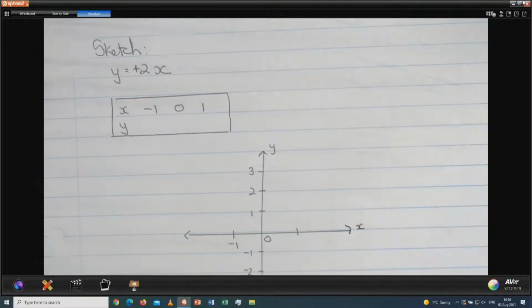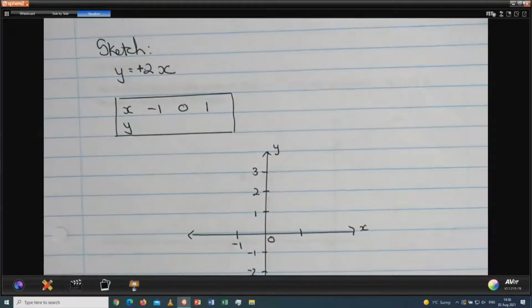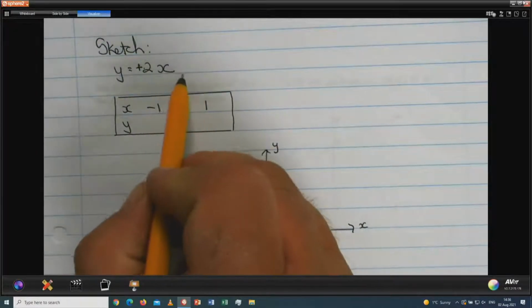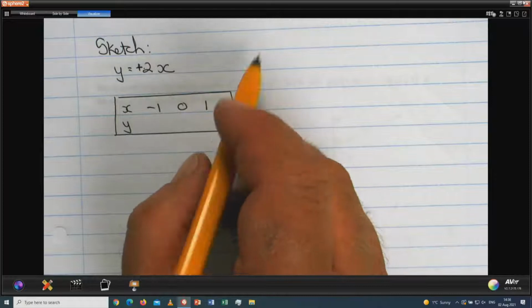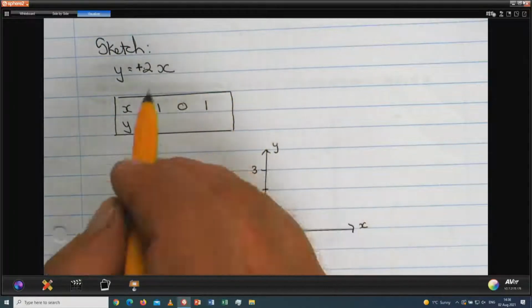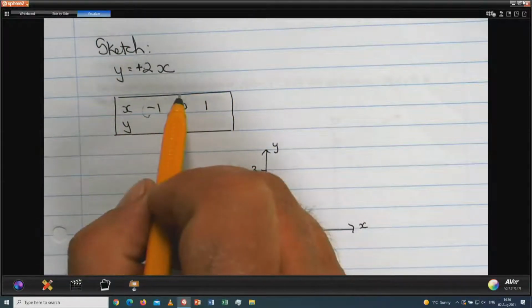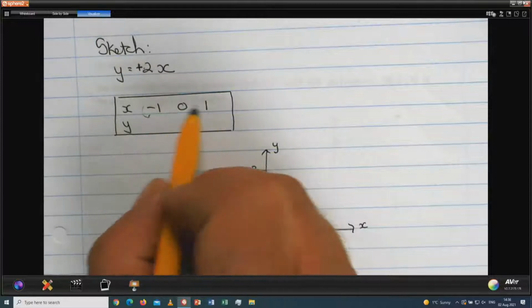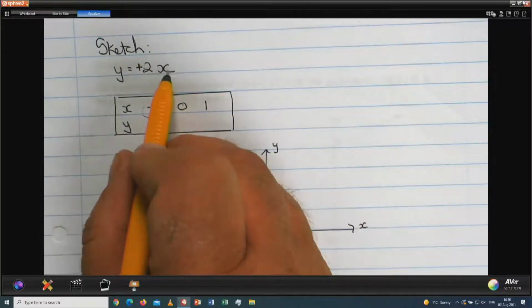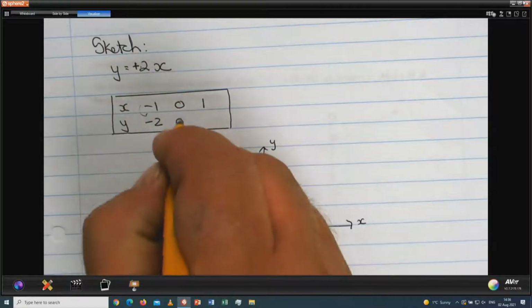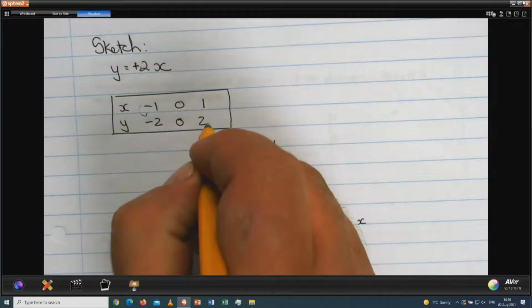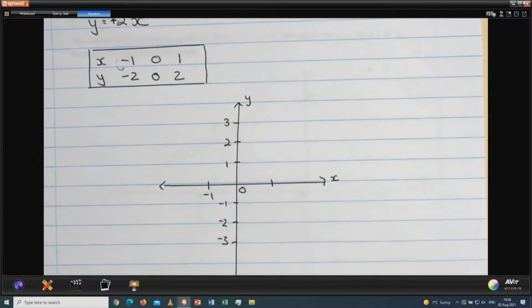Now, just a quick summary to sketch the straight line. If there's no c value, we're going to use the table method. In the same way, if there's no b value for the parabola, we use the table method. Now, x can take on any values. I'm going to use negative 1, 0, and 1. If I put negative 1 in there, 2 times negative 1 is negative 2, 2 times 0 is 0, 2 times 1 is 2. And then we can sketch it.